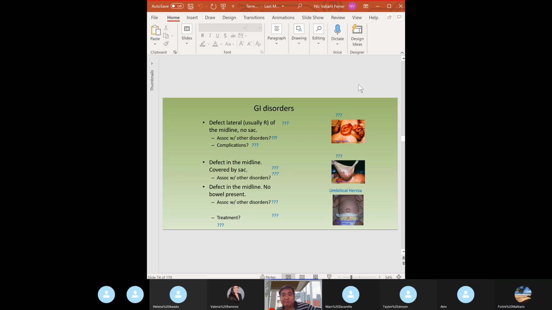So last one, if there's a defect in the midline, no bowel present, what is this? Umbilical hernia, right? Associated with what?